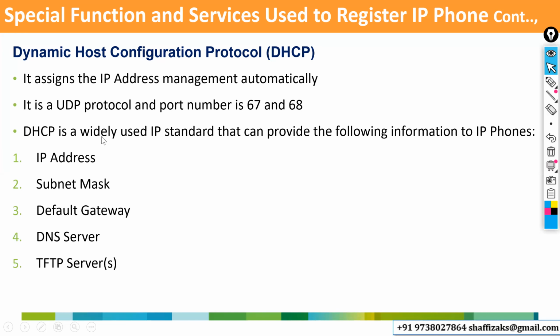DHCP is a widely used IP standard that can provide the following information to the IP phone: IP address, subnet mask, default gateway, DNS address, and very important, the TFTP address. The TFTP address has to be provided. If it is not provided, the phone will not register. We'll see why TFTP is mandatory. So this is how it will be registered. Clear? Any doubts? Any questions? Okay.